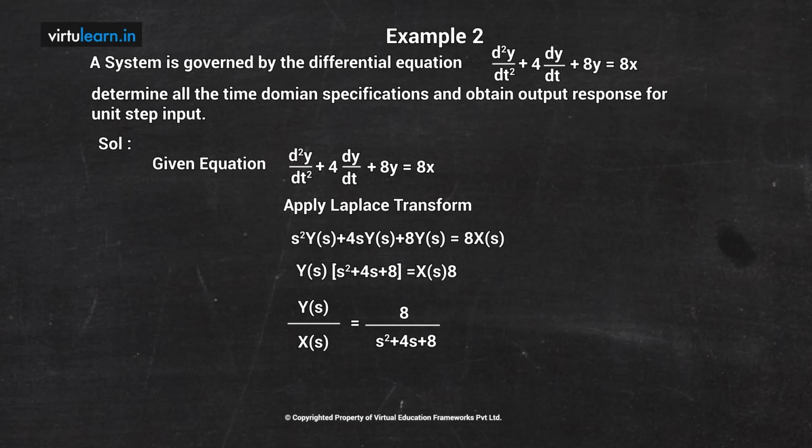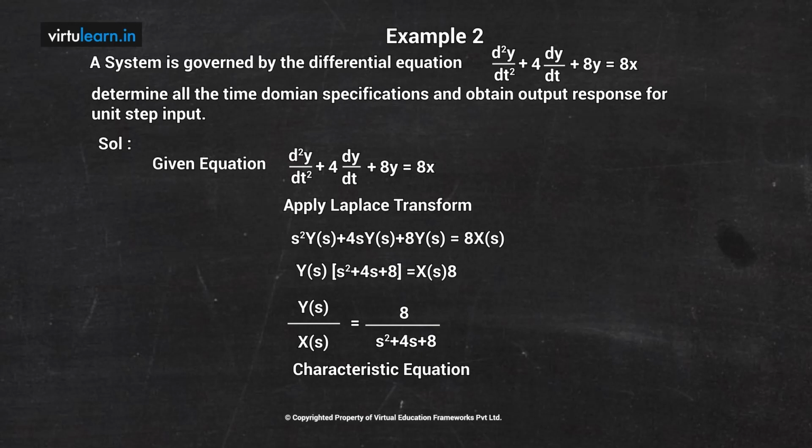Once you have the transfer function, write down the characteristic equation and compare it with the standard characteristic equation. Find out the zeta value and omega n value, then from that we can find all the time domain specifications. Now we write the characteristic equation. How to write it? If you have the open loop transfer function G and H, then the formula is 1 plus GH is equal to 0. Whereas in this case the system transfer function is already available, we assume it as the closed loop itself. Therefore the denominator is your characteristic equation.